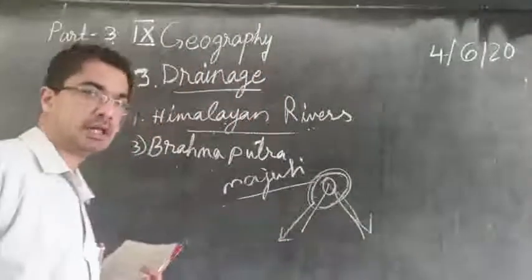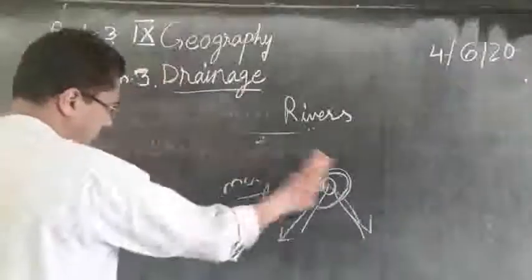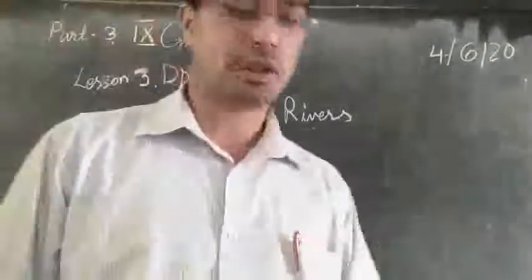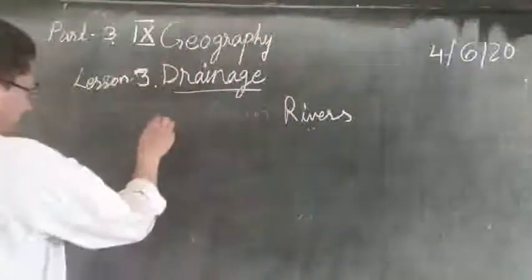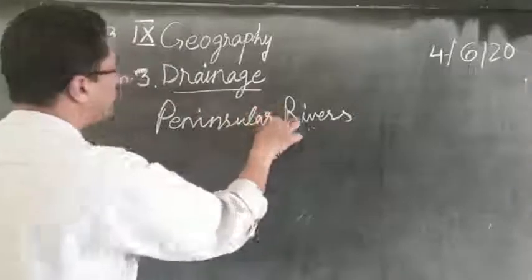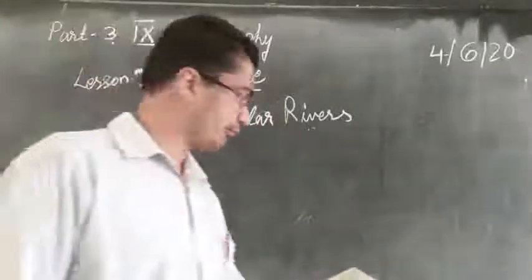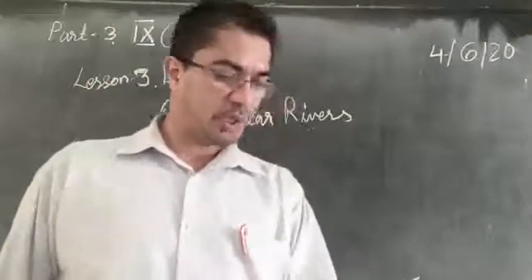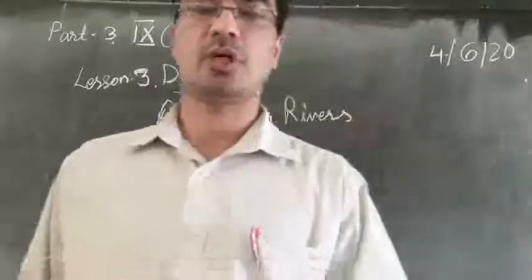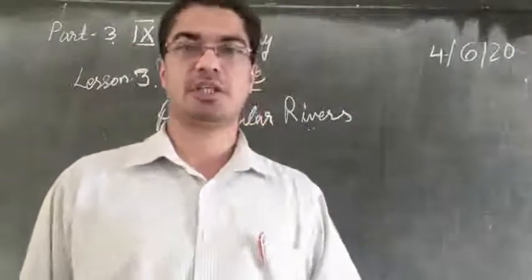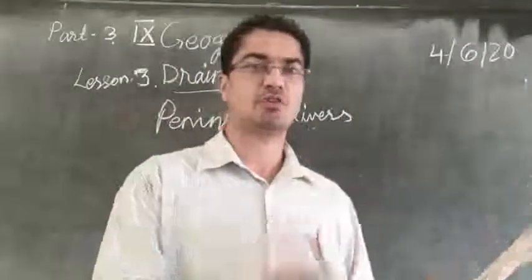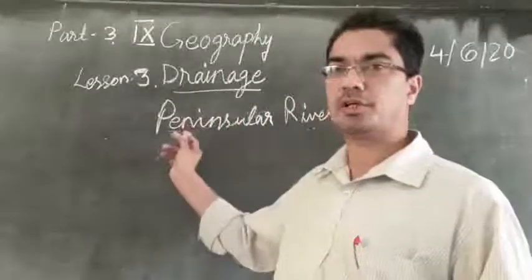Now let us see another type of rivers, that is peninsular rivers. The main water divide in peninsular India is formed by the Western Ghats. So earlier when we were studying about the physical features of India, we learned about the Western Ghats and Eastern Ghats. These are the two ranges of mountains that are found in the peninsular region.